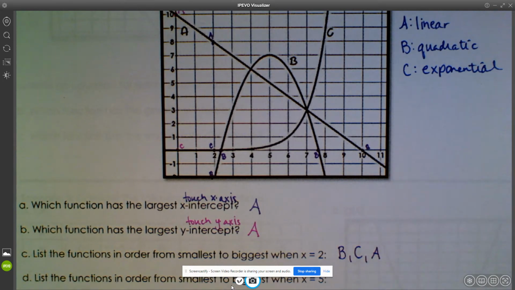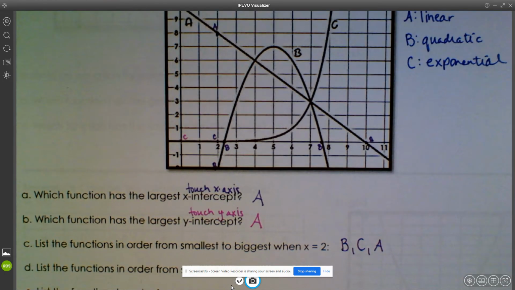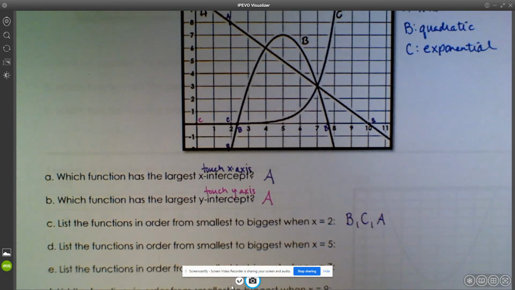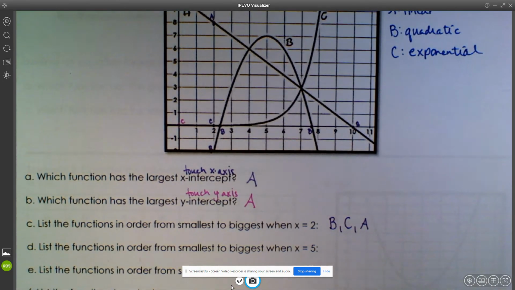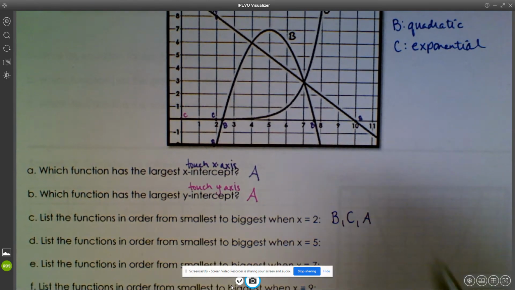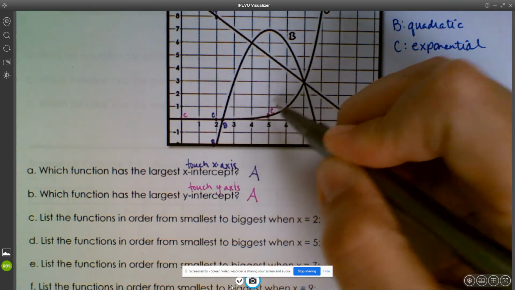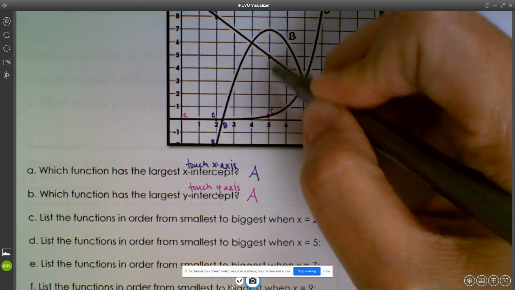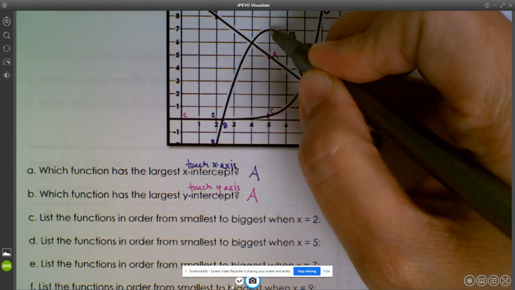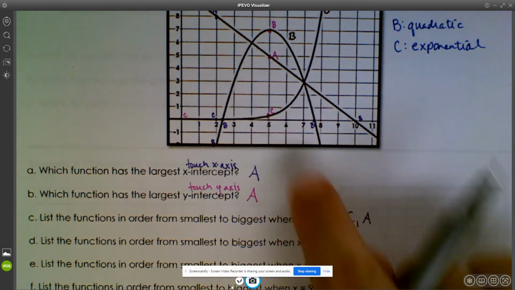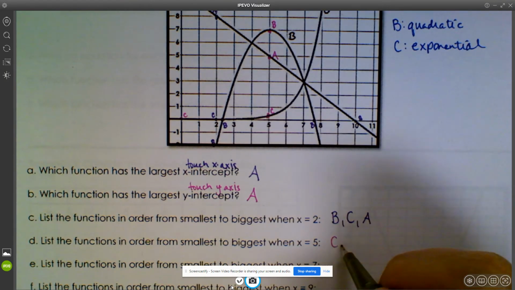All right. List the functions in order from smallest to biggest when x equals 5. All right, so I'm actually going to have to decrease my scale here so that we can see this a little better. So when x equals 5, let's start here. This is function C. When x equals 5, this is function A. When x equals 5, this point is part of function B. So we're going to go C, A, B.